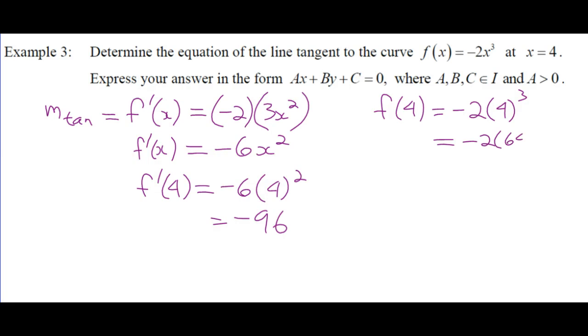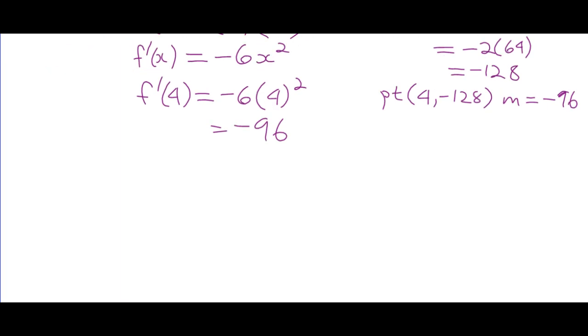So negative 2 times 64 is negative 128. All right, so we have a point. Let's make a point of that. We have a point at 4, negative 128. We have a slope of negative 96. And we need the equation of a line. So use your favorite form for generating this. I'm a point slope kind of guy. I like the point slope form for the formula.